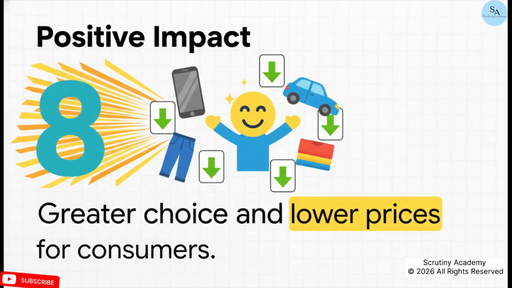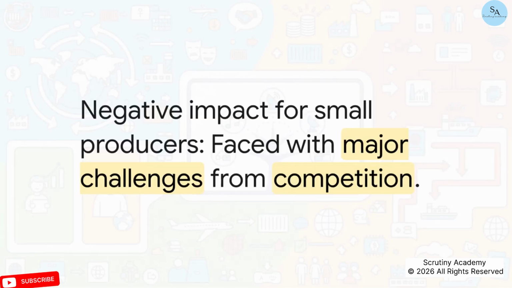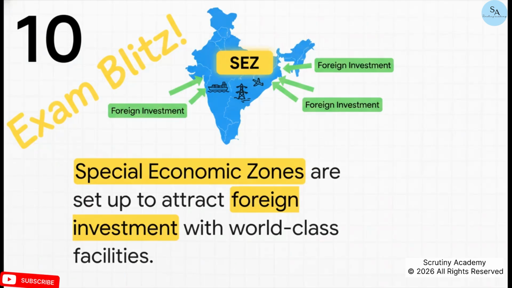Simple as that. Number 8, the impact on consumers. The upside? Greater choice and lower prices. Number 9, the impact on small producers. The downside? They face major challenges from competition. And number 10, a special economic zone. These are special industrial zones with great facilities, all designed to attract foreign investment.